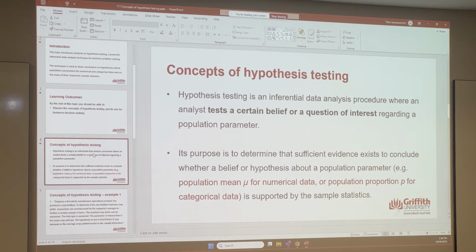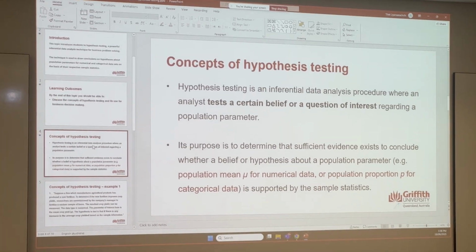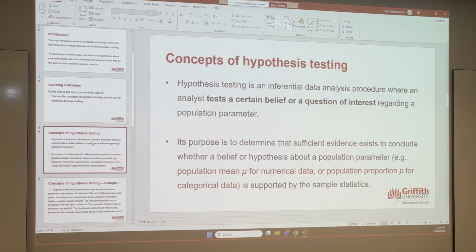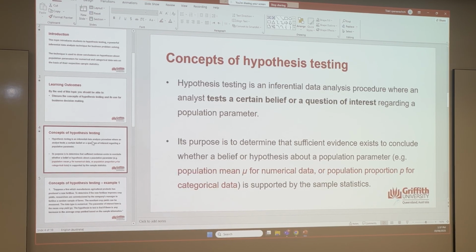So please listen carefully. Once you've done this course, you should be able to verify any statement related to population mean or population proportion. But there are other parameters, right? The population standard deviation is also a parameter. We don't go beyond these two, but you can expand if you want to study them later.